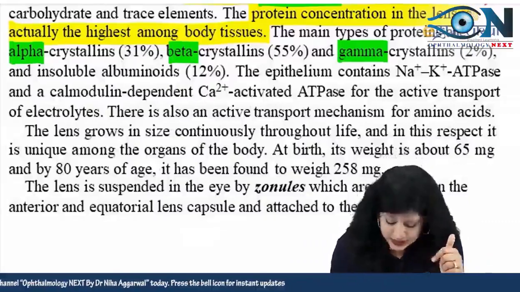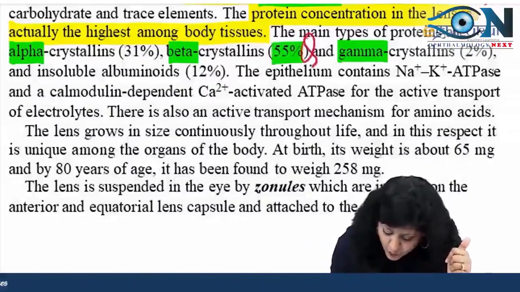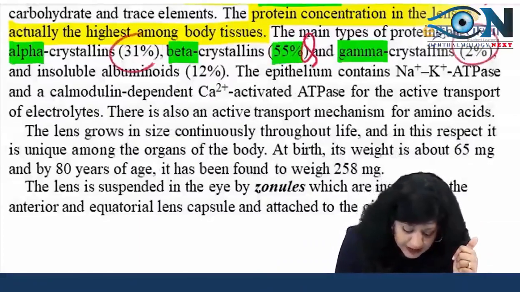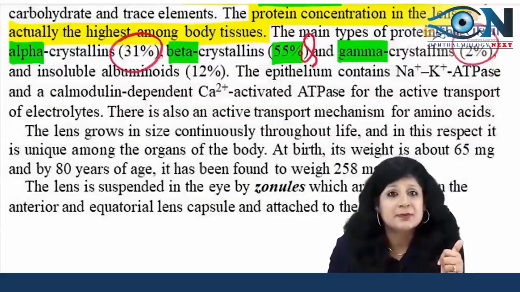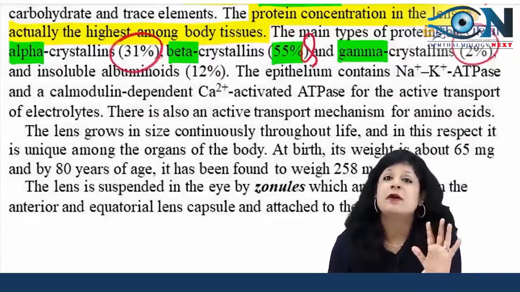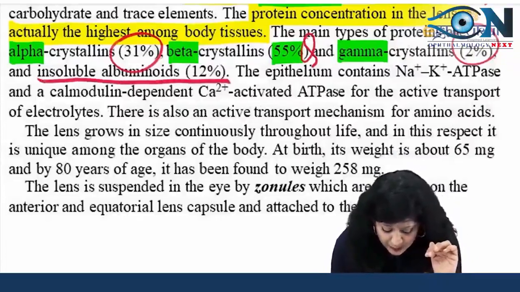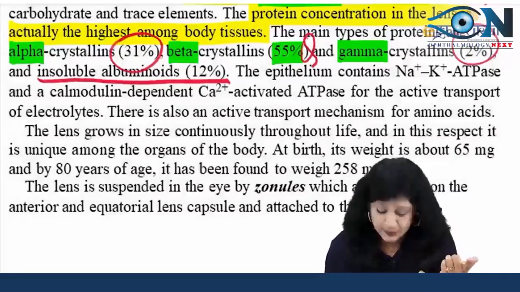And what was the percentage? 55%. If you want to remember the other percentages, and you are able to remember them with ease, go for it. Otherwise, don't take the load. Just remember, most common is beta, 55. Okay. And we have insoluble albuminoids also, that is just 12%.